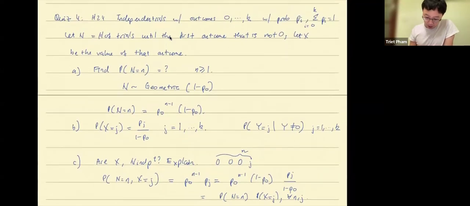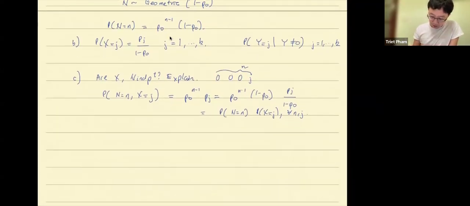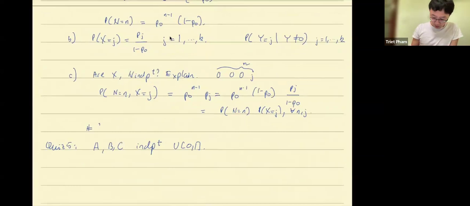All right, so let's continue with the next question. We have A, B, and C, which are independent uniforms on 0 to 1. This is question number 626. Find the probability that the quadratic has all real roots.